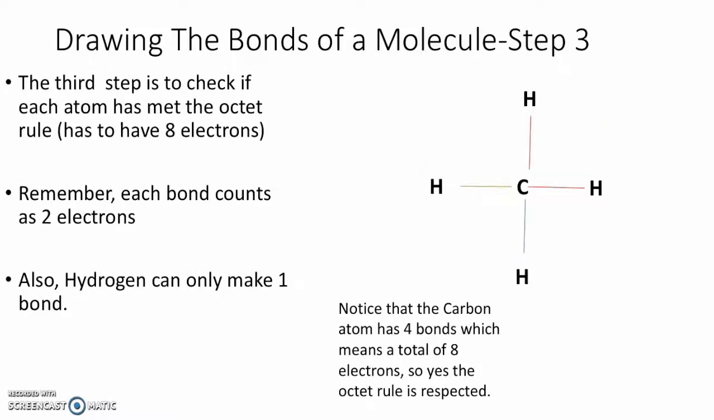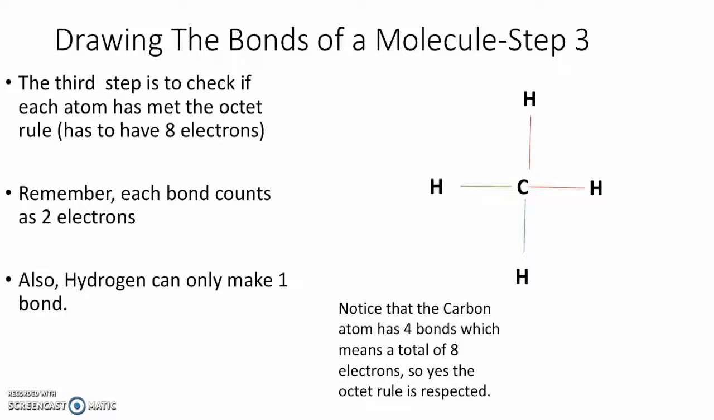Step 3 now is to check whether the octet rule is met by every single atom. Remember that the octet rule states that each atom wants to have 8 electrons. Remember that each bond counts as 2 electrons, and hydrogen can only have 1 bond ever.